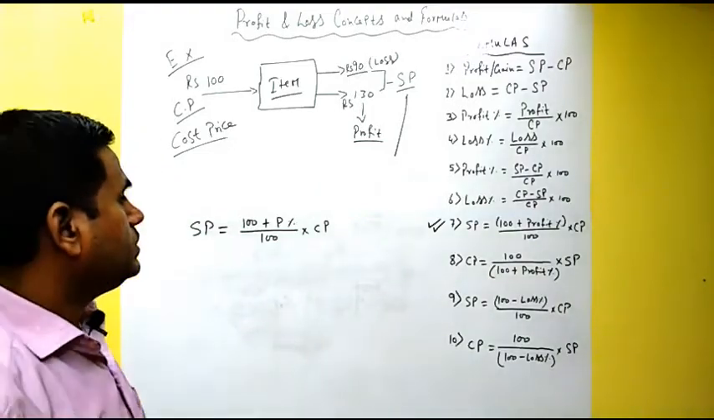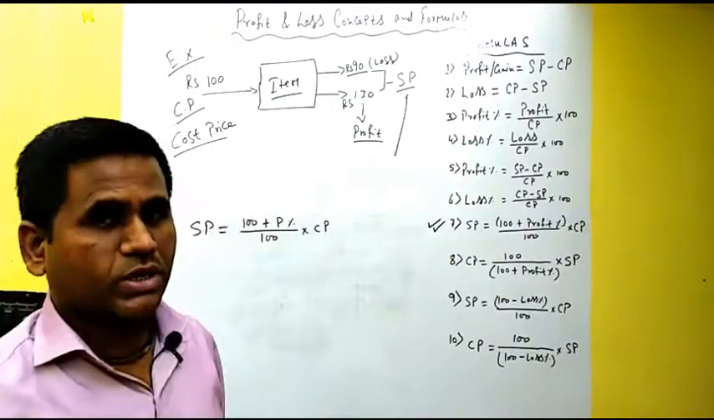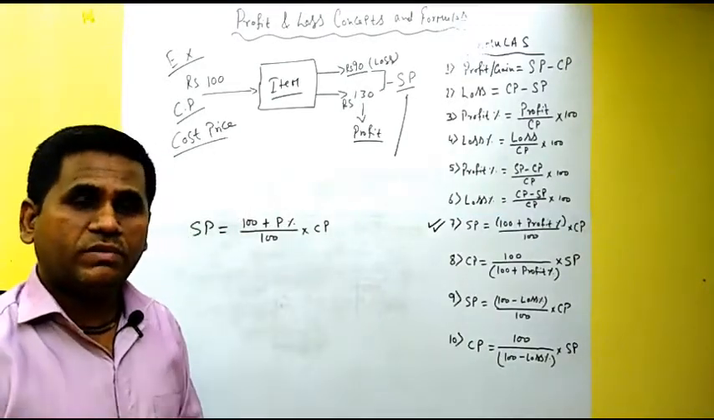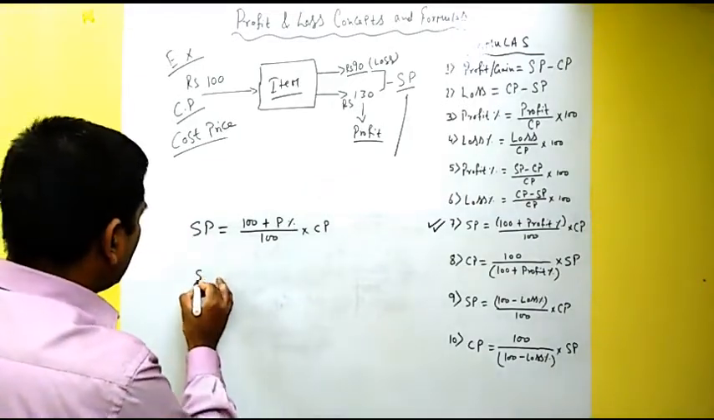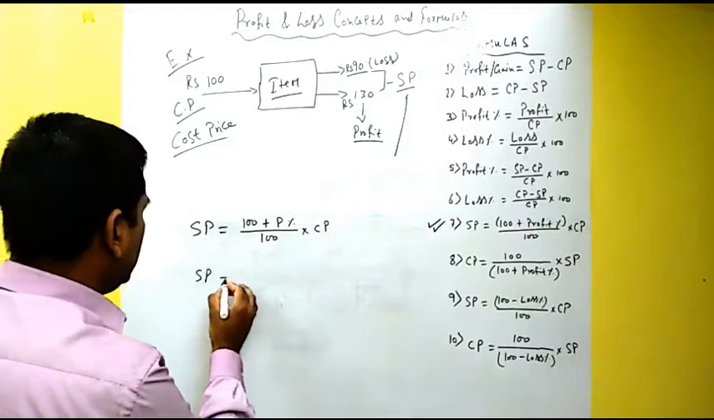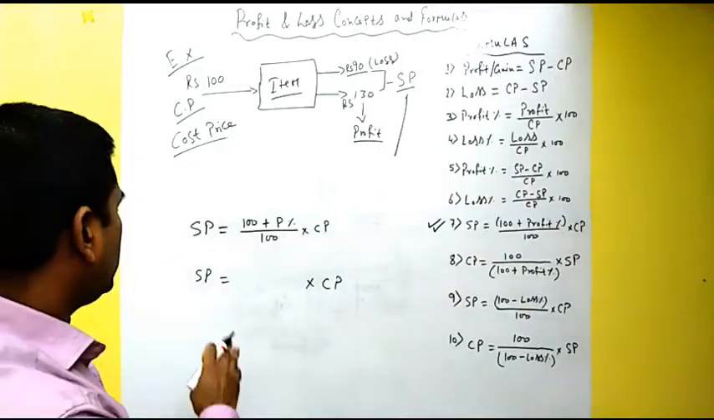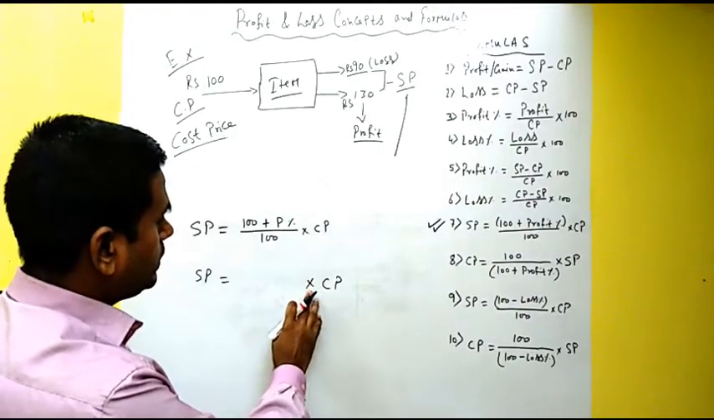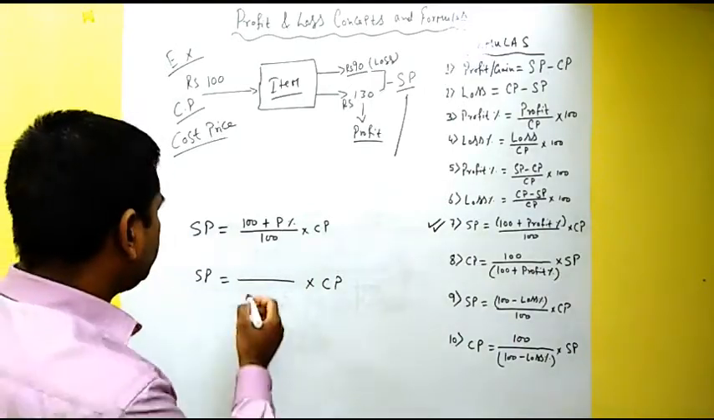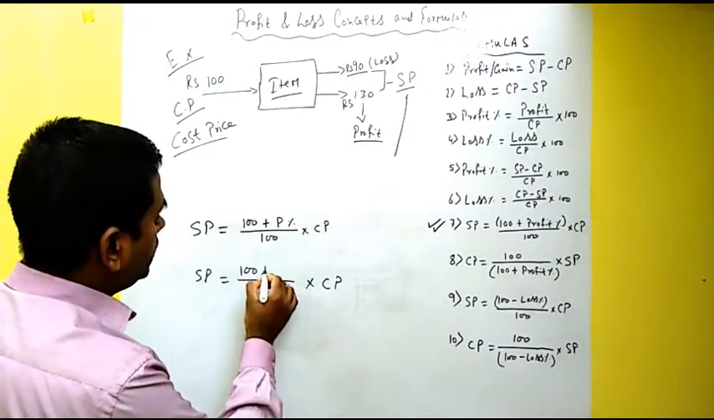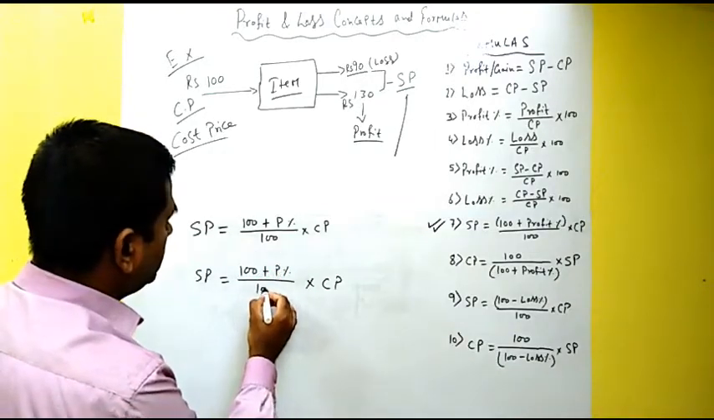So how to remember this? We can remember this easily because everybody wants profit in business. Nobody wants loss, right? So when you want profit, you can add it. Suppose you have to calculate selling price. You write selling price on one side, and on the opposite side you write cost price with a multiplication symbol. Now profit, as I told, we have to add. So add it to 100 because we are dealing with percentage. So profit we add to 100 and divide by 100.